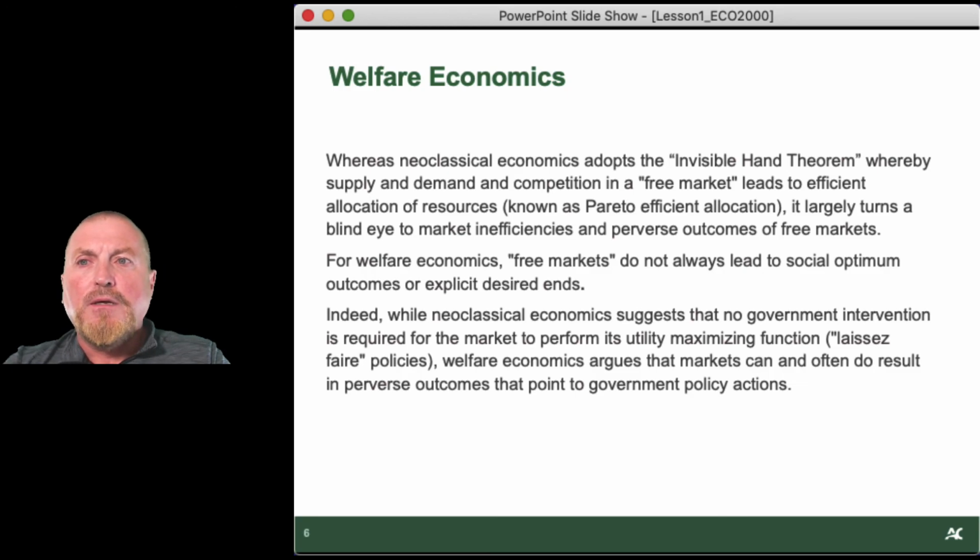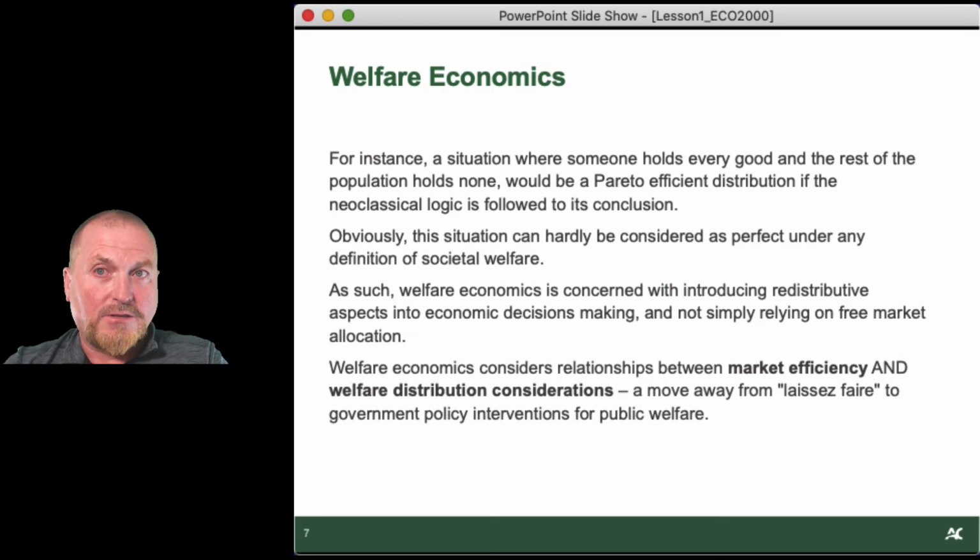Probably not, right? Indeed, while neoclassical economics suggests that no government intervention is required for the market to perform its utility maximizing function, known as laissez-faire policies, welfare economics argues that markets can and often do result in perverse outcomes that point to the need for government policy action. Things like minimum wage, health benefits, worker safety regulations, all of these kinds of things, right?